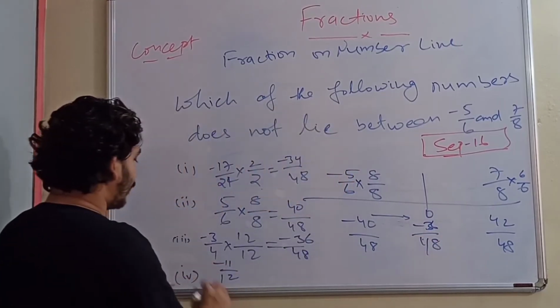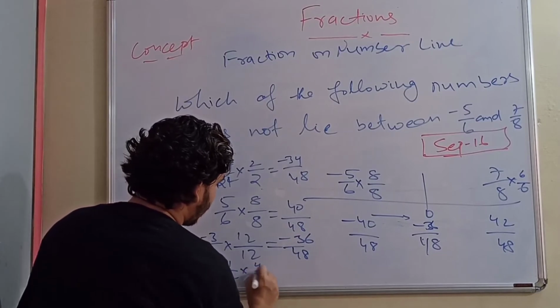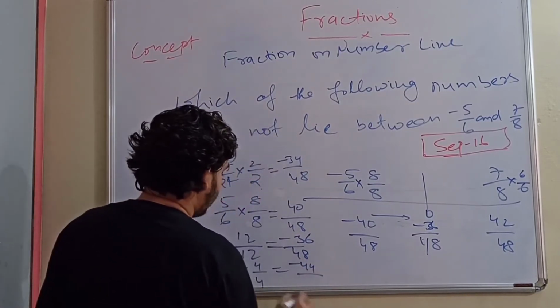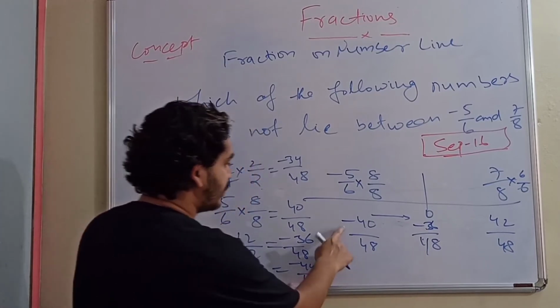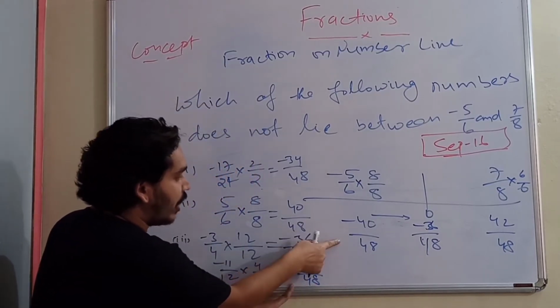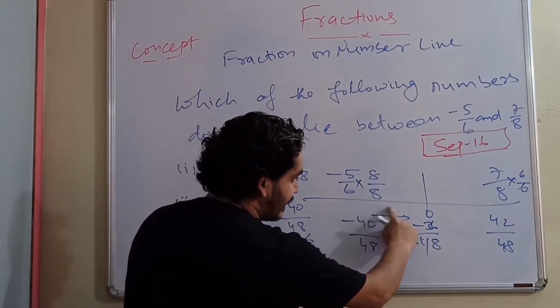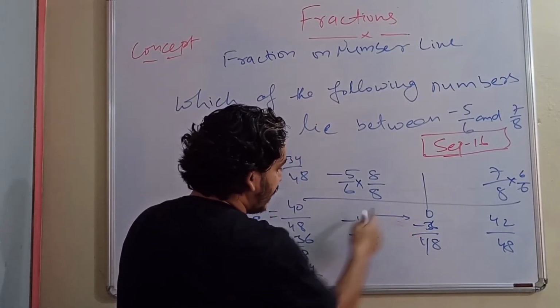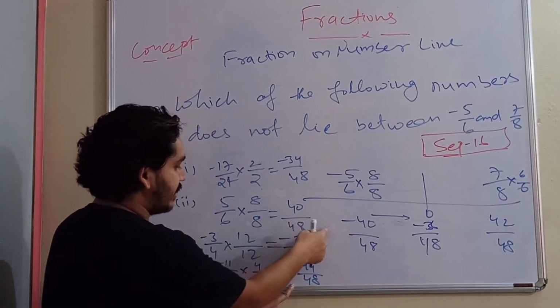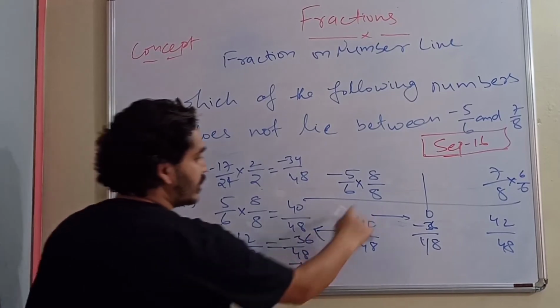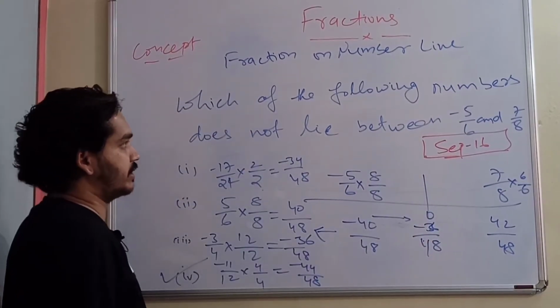Fine. Coming to the fourth, into 4 divided by 4. So what you will get is minus 44 divided by 48. If you simply see, minus 44 is going beyond this. It will be decreasing in number with the sign negative and increasing on the left side. So minus 44 is going to be beyond this, and so it does not lie between those two numbers.